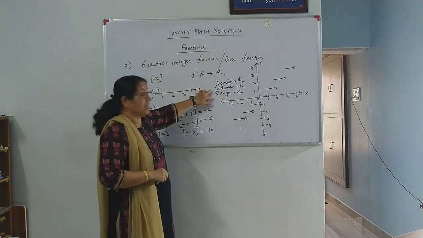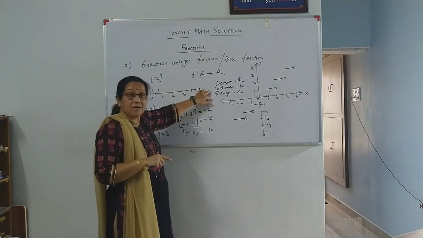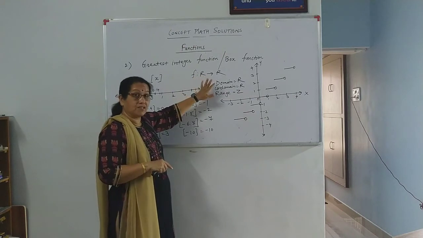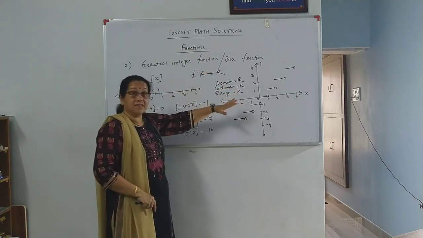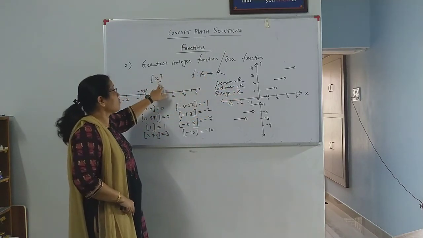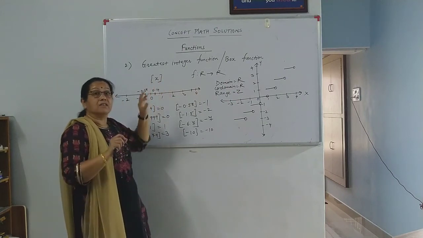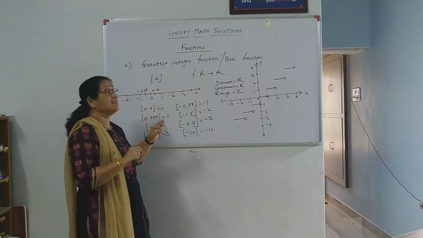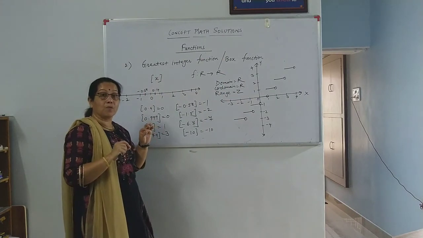That is again, codomain and range are not same here. Right? It's a real valued function. This is a graph of greatest integer function, which is also called the box function. It's defined as greatest integer less than or equal to.